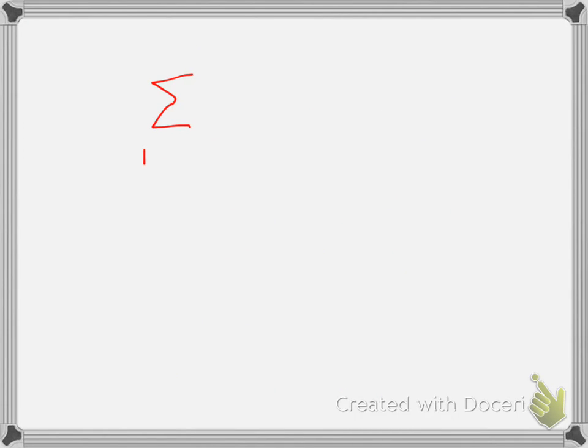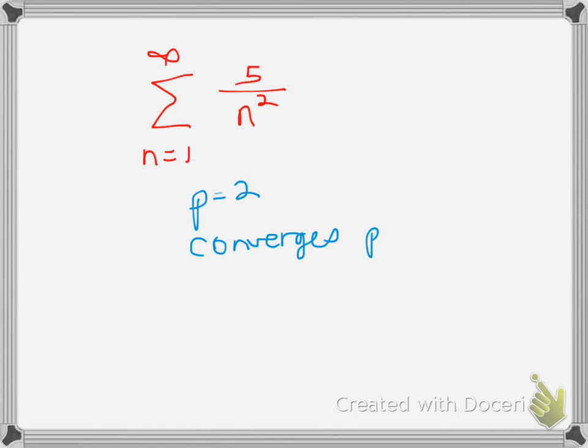One more. Told you it could have a number on the top. P here is 2. That number is greater than 1, so it converges by the p series.